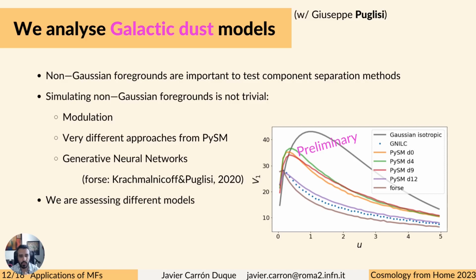What we are trying to do is just to take models that exist in the literature, like the models from PySM, the Planck Sky Model, or generative adversarial neural networks that have also been proposed, and just try to analyze the level of non-Gaussianity, the level of anisotropy that they present, just by using Minkowski functionals. And stay tuned for the results. We are analyzing them.